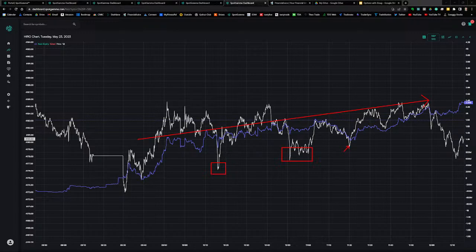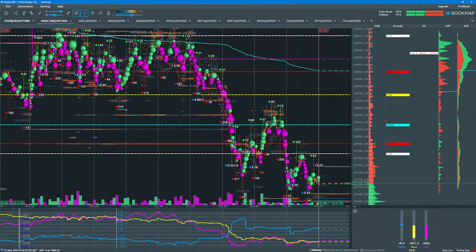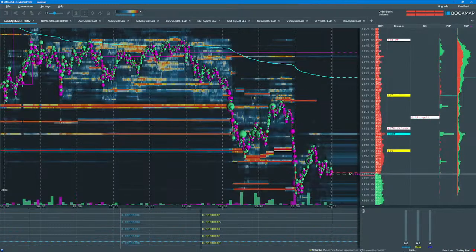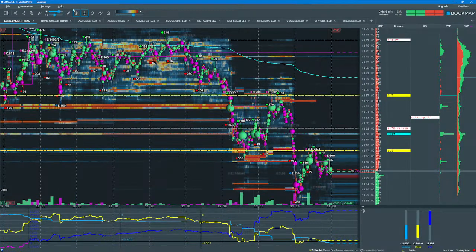All right, so let's go take a look at Bookmap. Let's go back to the S&P 500. I'm going to zoom in on the morning session.